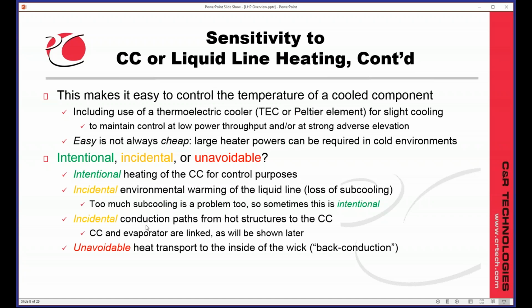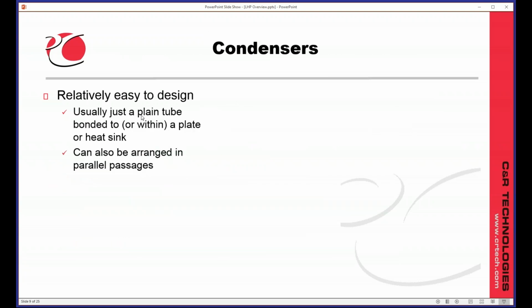But there is an unavoidable term here, and that's the heat leak back through the wick itself, or back conduction. Once again, that term showing up again, just to show you why that's of importance, because even if you were to do a perfect job on the rest of these terms, back conduction will always be there to greet you. So we'll get back to that over and over again, but for right now, let's go back to condensers to talk about some of these subcooling requirements.